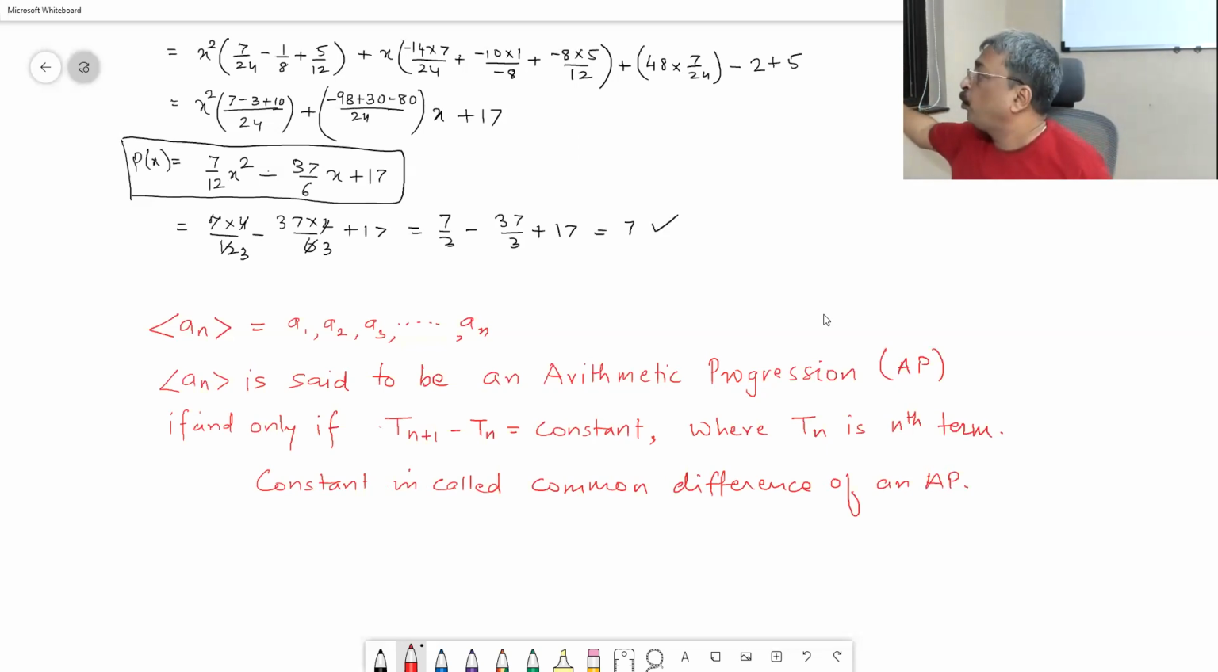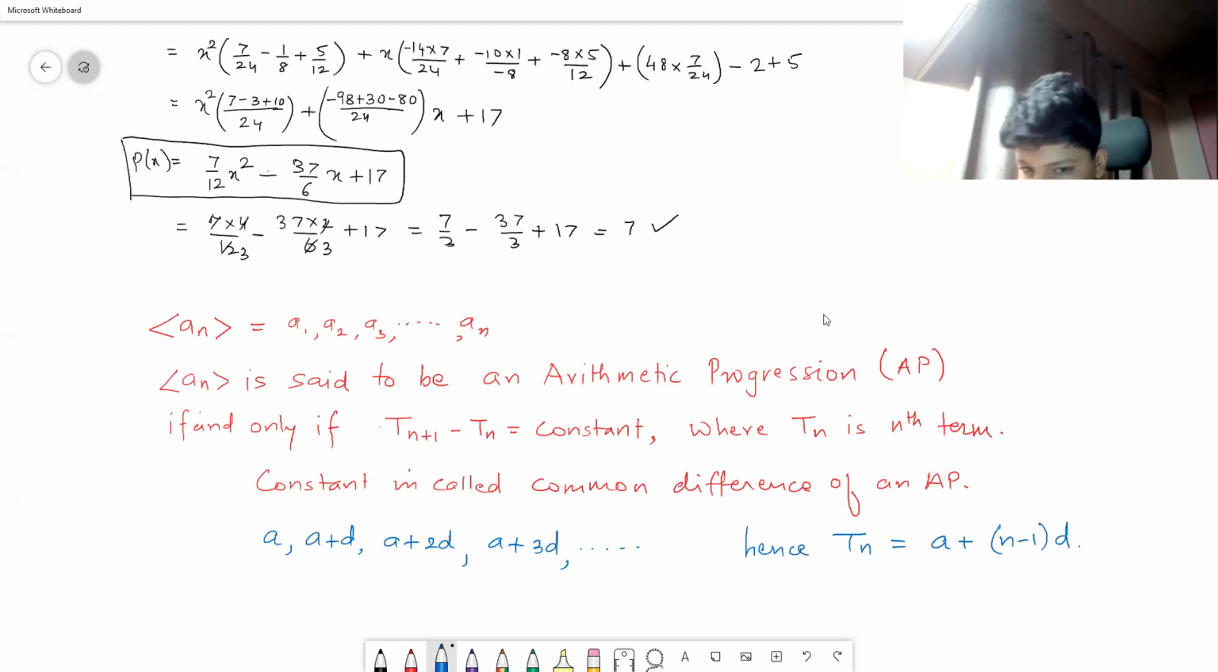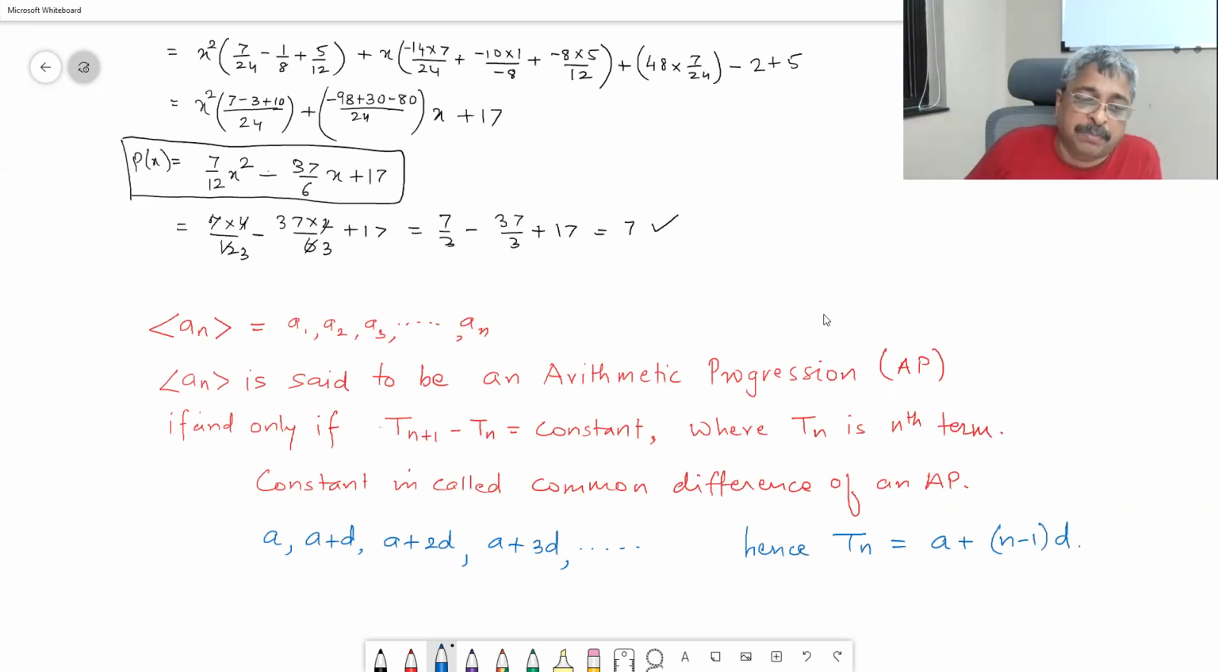Instead of writing arithmetic progression, we will write AP. So, another way of representing arithmetic progression is A, A plus D, A plus 2D, A plus 3D, dot dot dot. Hence, nth term is equal to A plus (n minus 1) D. A is the first term.